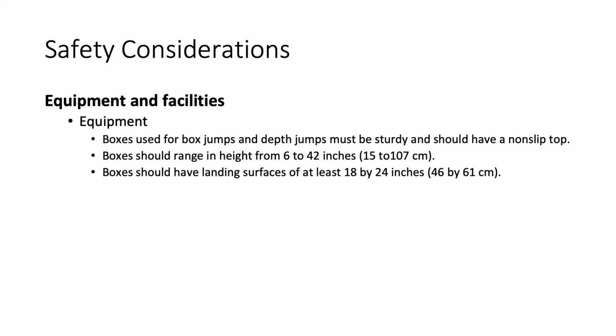The equipment that is utilized for plyometric training exercise is important. The boxes used for box jumps and depth jumps must be sturdy and should have a non-slip top. Boxes should range in height from 6 to 42 inches and should have landing surfaces of at least 18 by 24 inches. The box should be constructed of sturdy wood or heavy gauge metal.